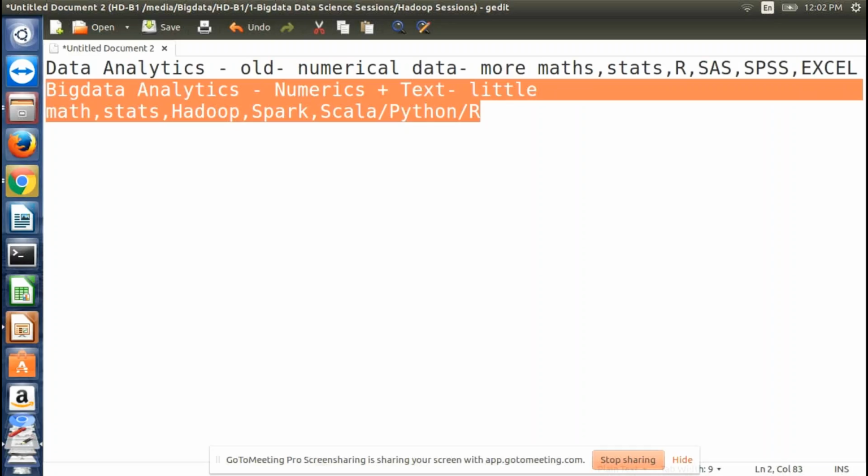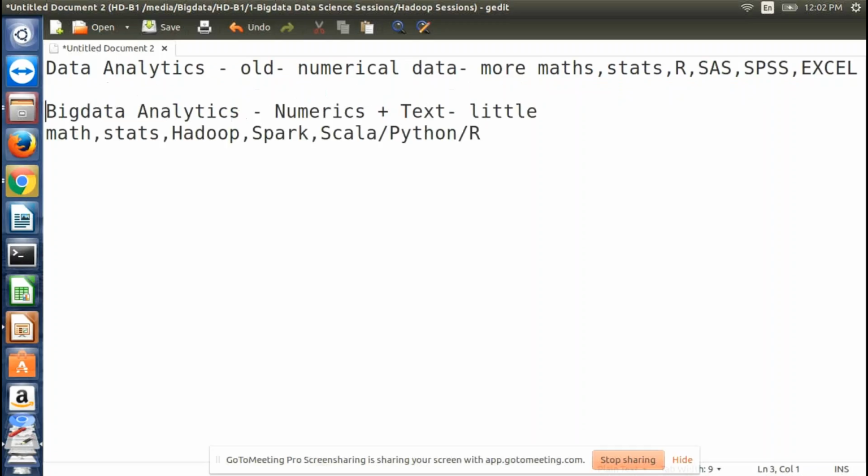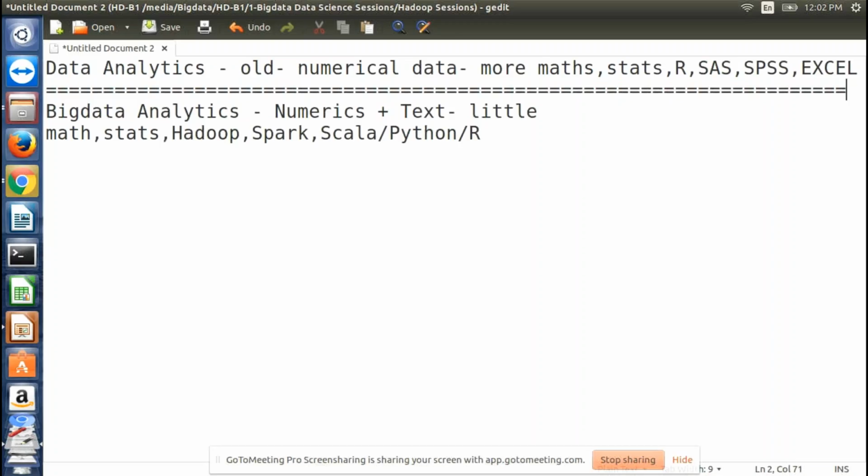If you want to simplify your life, choose big data. If you want to complicate your life, choose the other. Here there are many people, many PhD holders, many professors, many people already working in data analytics. It's not new, but it has become more famous with big data analytics.